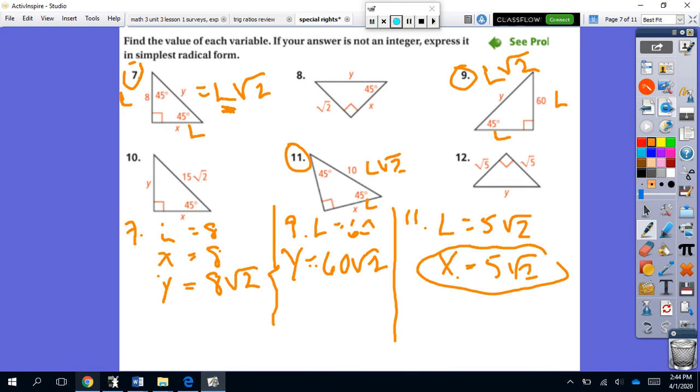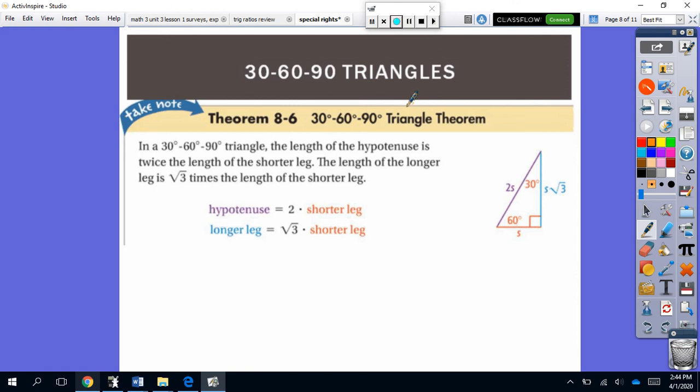Okay, the other type of special right triangle is called a 30, 60, 90 right triangle. So your sides are not the same length. Your legs are not the same length. The shorter leg is the leg that's opposite the 30-degree angle, obviously, because it's opposite the smaller angle, and it's going to be our L. The longer leg is going to be L square root of 3. And the hypotenuse is going to be 2L.